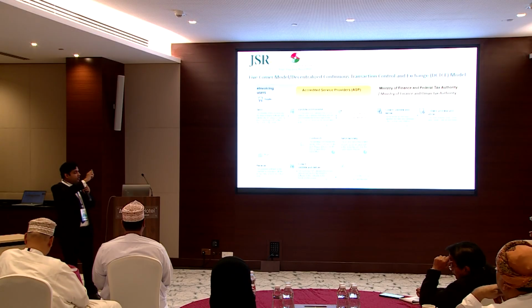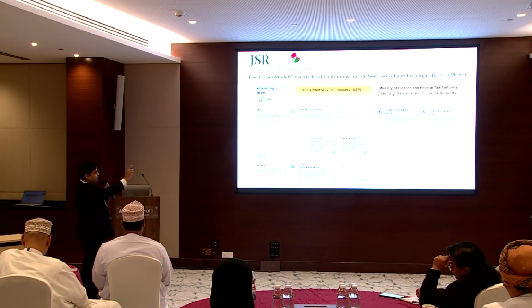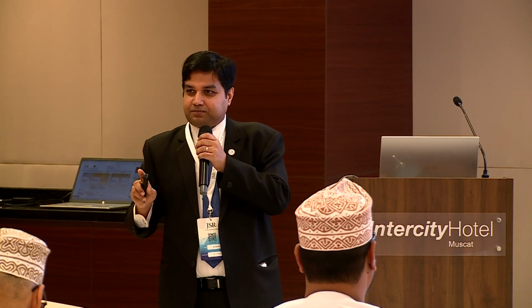The customer is corner 4. So corner 1 is the supplier. Corner 2 is the ASP appointed by the supplier. Corner 3 is the ASP of your customer. Corner 4 is your customer. And corner 5 is the tax authority. So corner 2 will also send the data to the tax authority. This will be the first flow of the transaction.